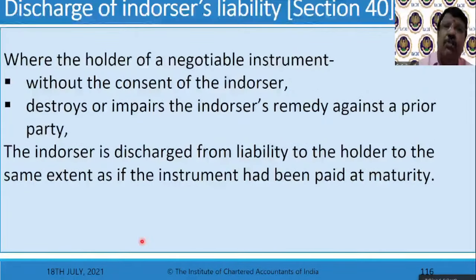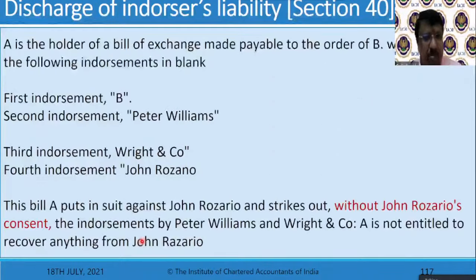Where the holder of a negotiable instrument, without the consent of the endorser, destroys or impairs the endorser's remedy against a prior party, the endorser is discharged from liability to the holder as if it had been paid at maturity. This is an example given in the act, which is given in the material. All the examples given in the material are from the original act, including contract. Everything is an original act illustration, given without even changing names like I have done.